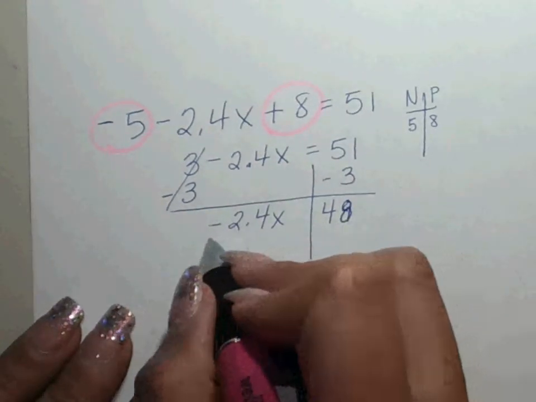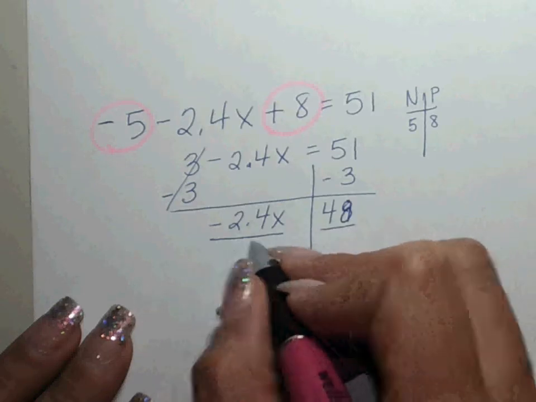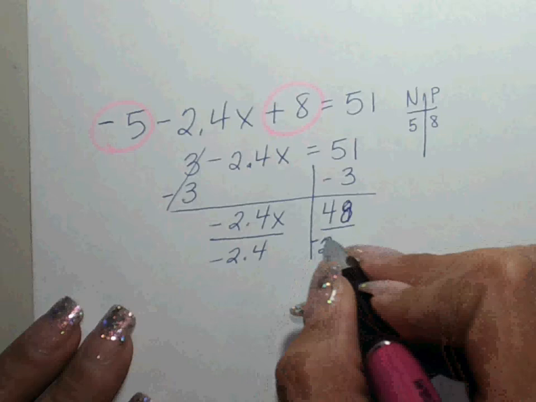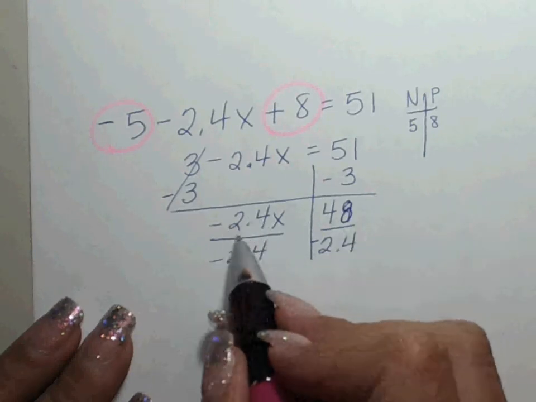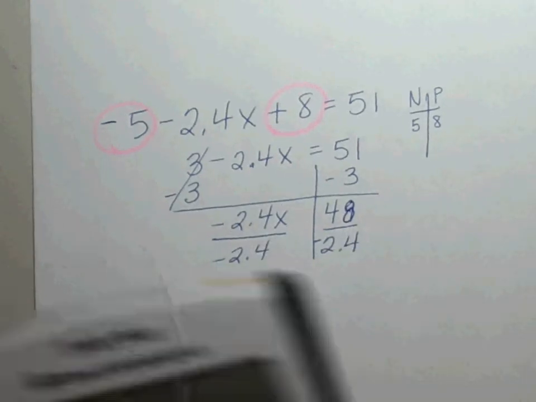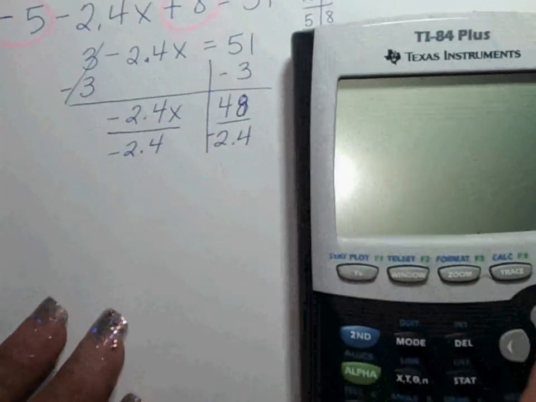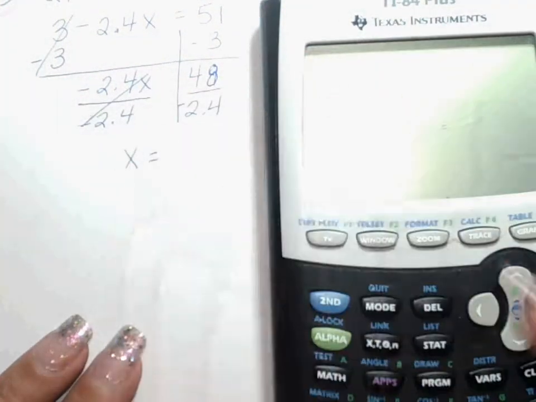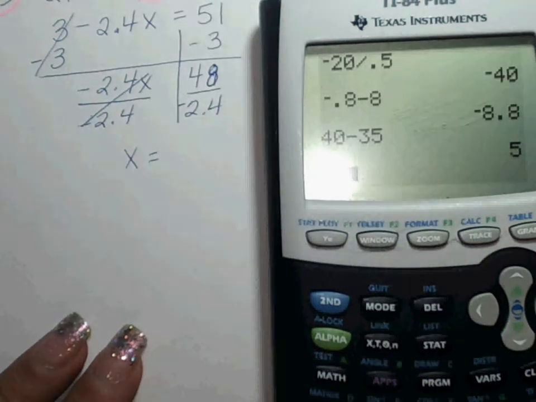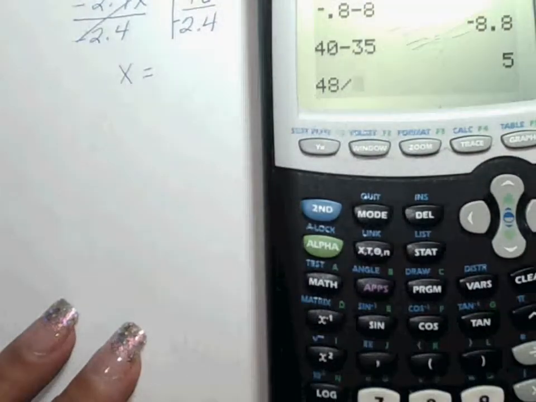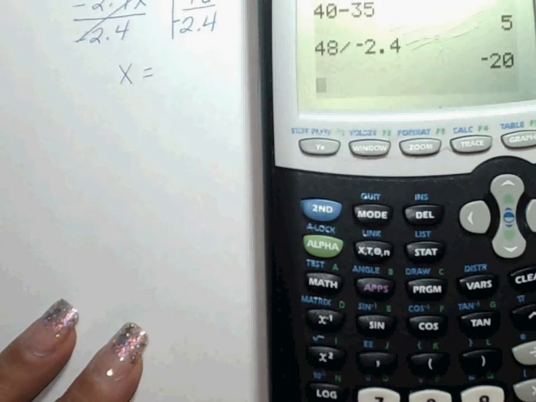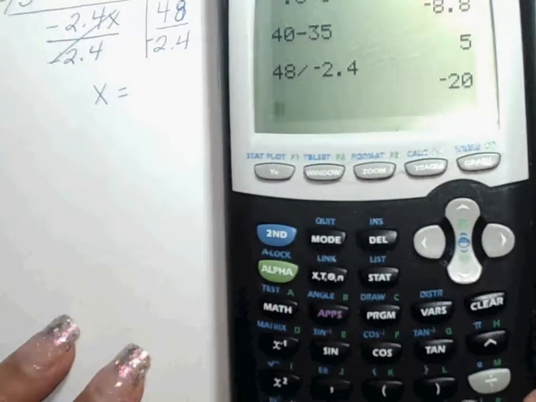Now the last step is I'm going to go ahead and divide, and I show that with the division bar. And I'm always going to divide by my coefficient. The coefficient is that number that's in front of your variable. And I'll go ahead and use a calculator to show this. Those would cancel right here, and you're left with x, and then you've got 48 divided by negative 2.4. Your negative symbol is down at the bottom, and enter. The answer is negative 20.